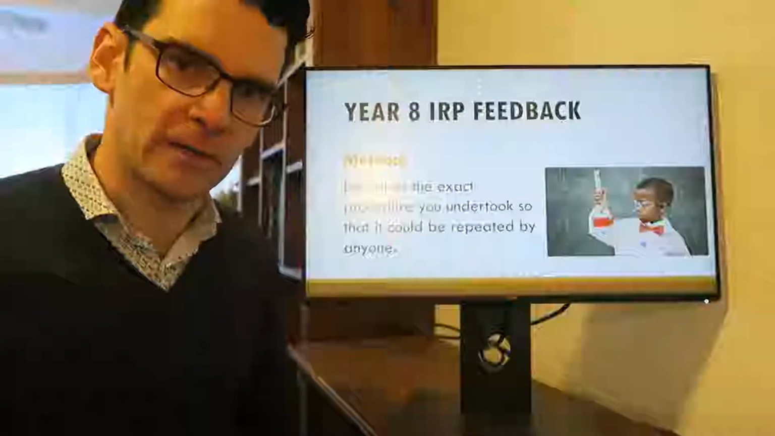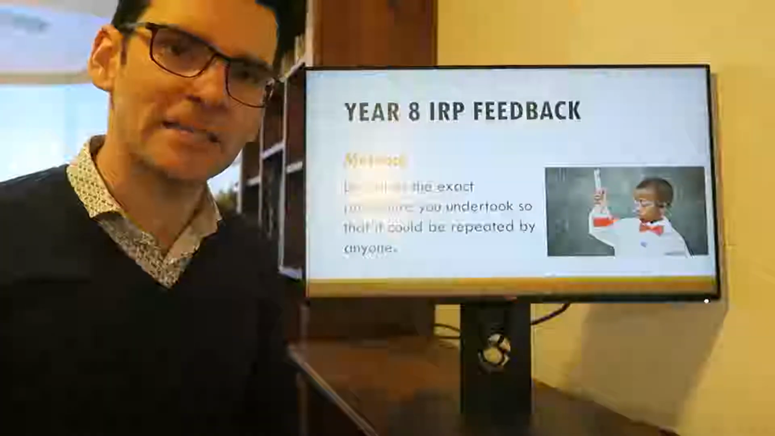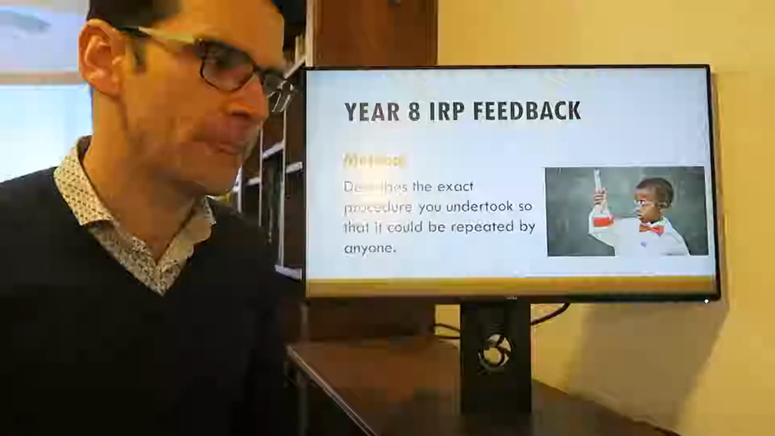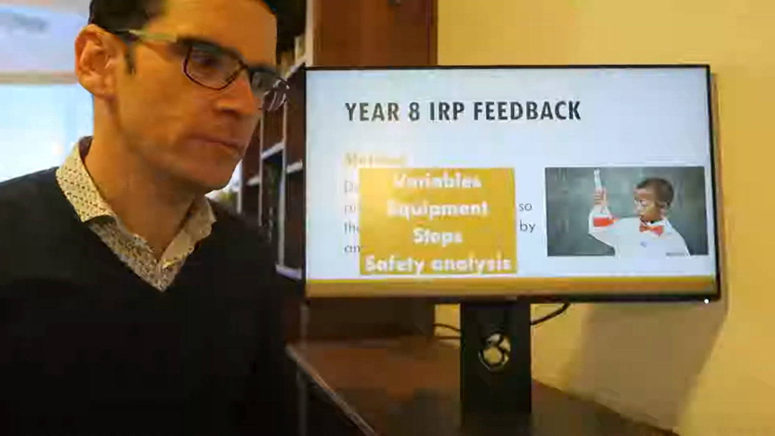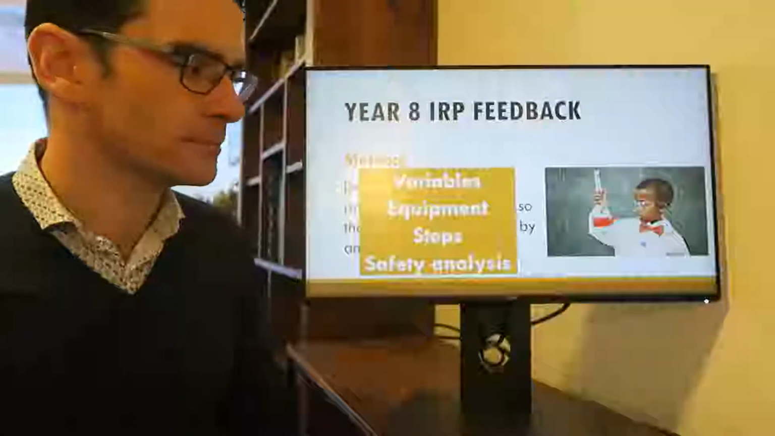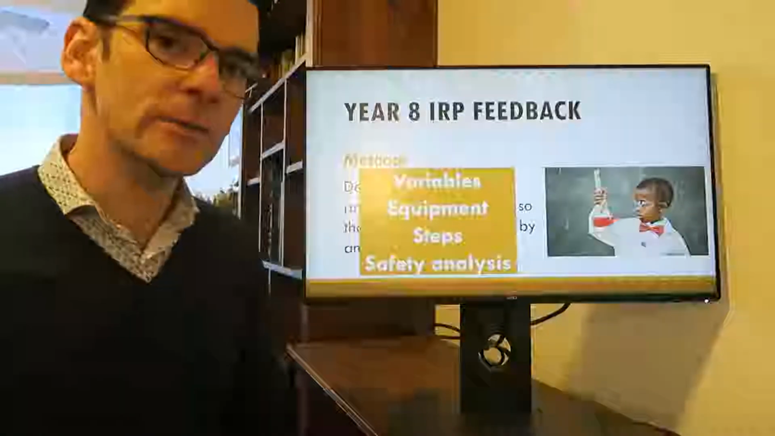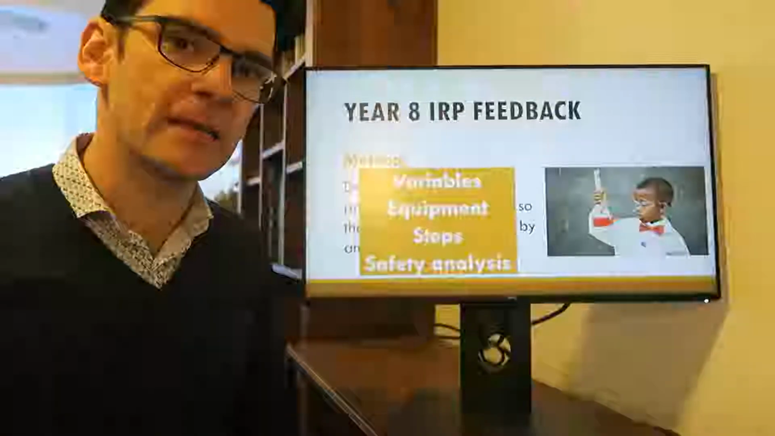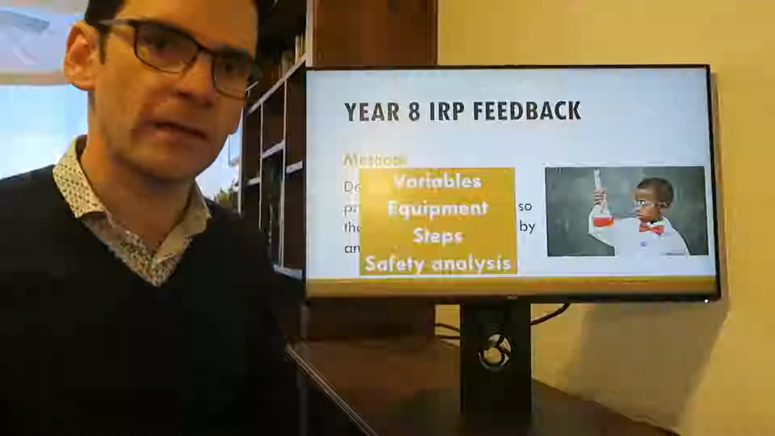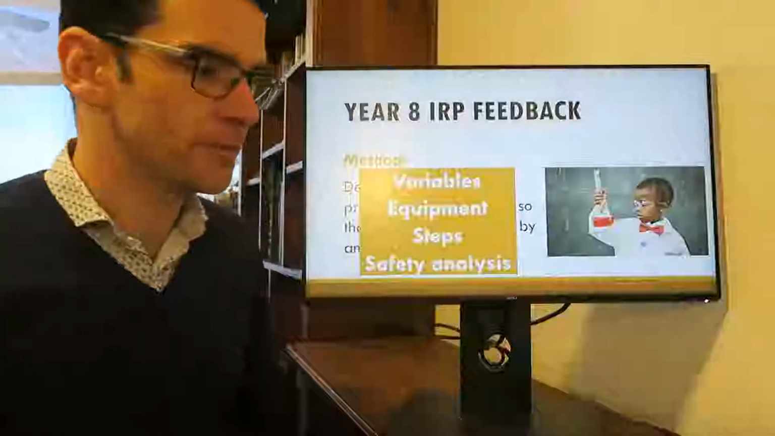Now for your poster, we broke the sections down for you so you can understand the different aspects of what makes a good methods section. And these 4 sections were the variables, your equipment, the steps or the procedure that you took, as I was mentioning before, as well as we wanted you to include some safety analysis or a risk of any sort of danger that might be involved in undertaking this experiment.